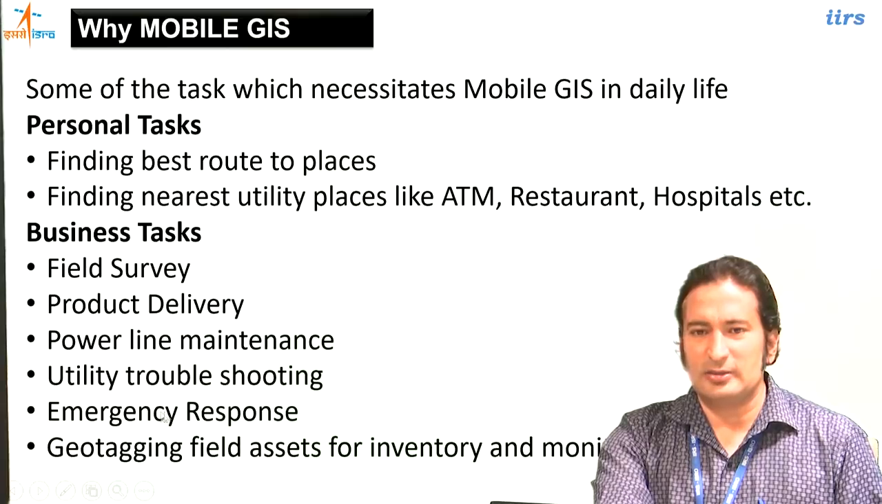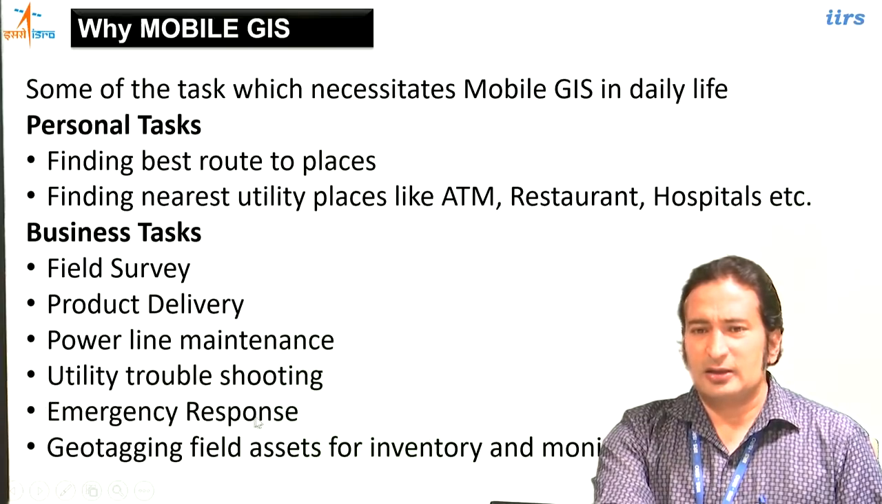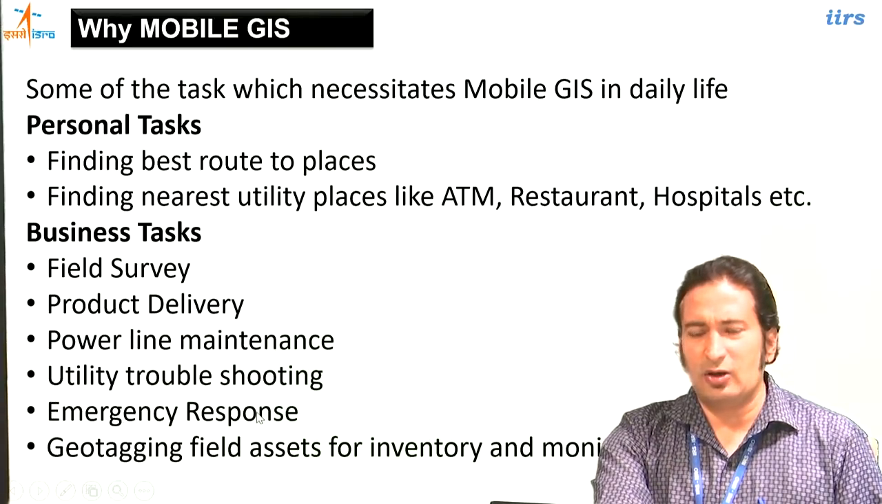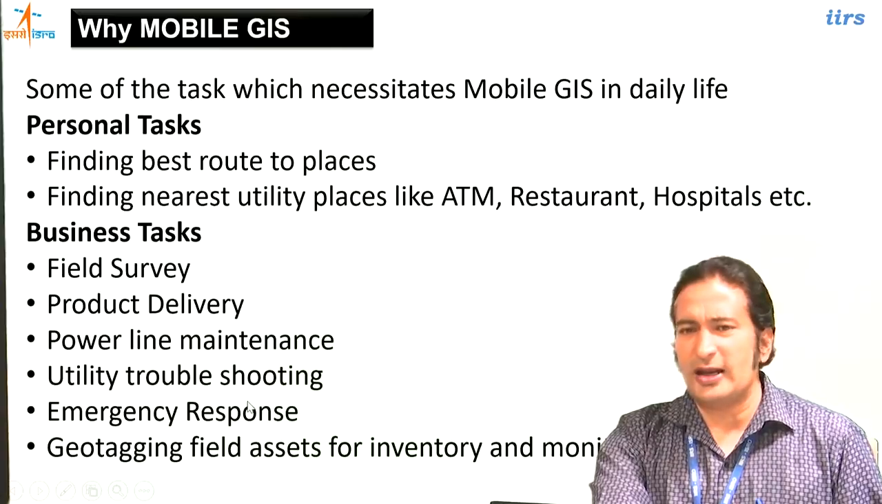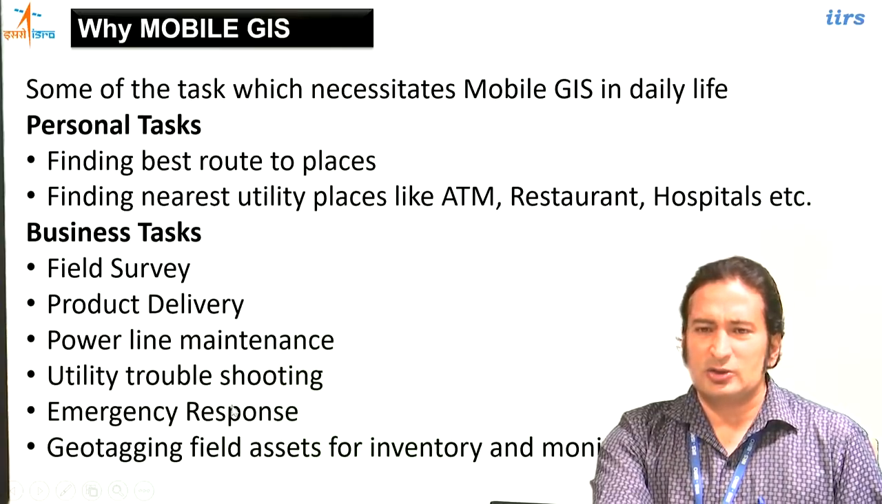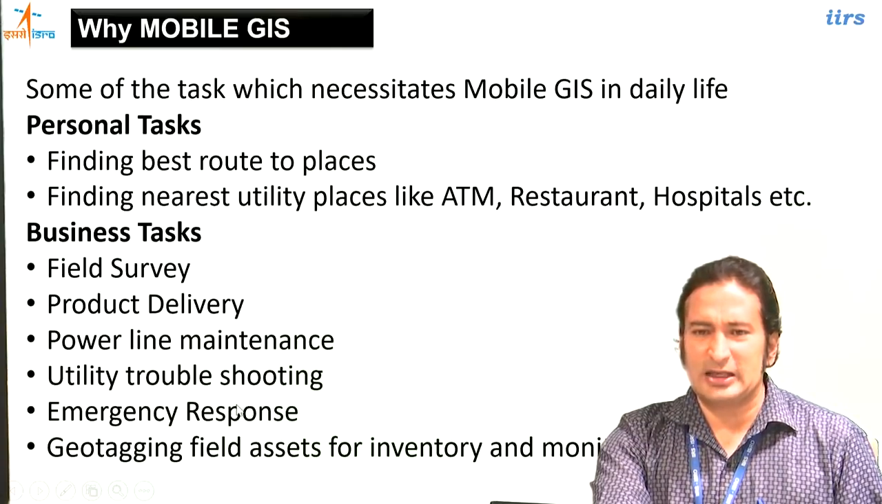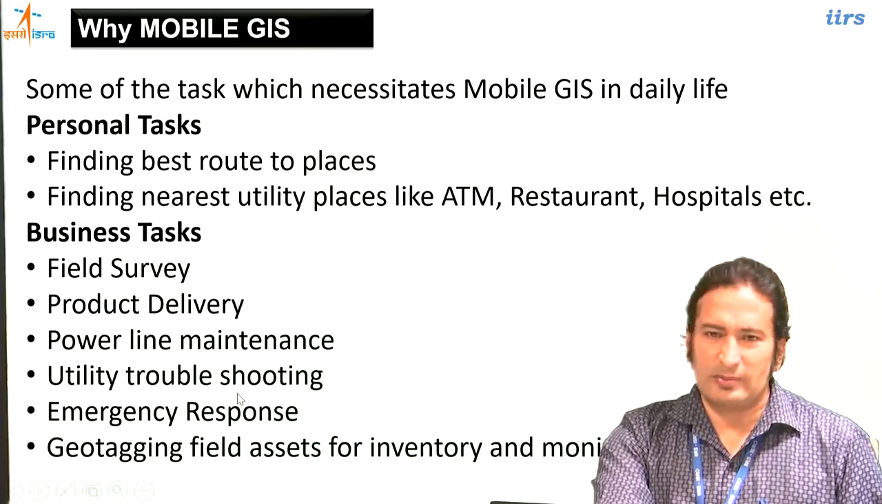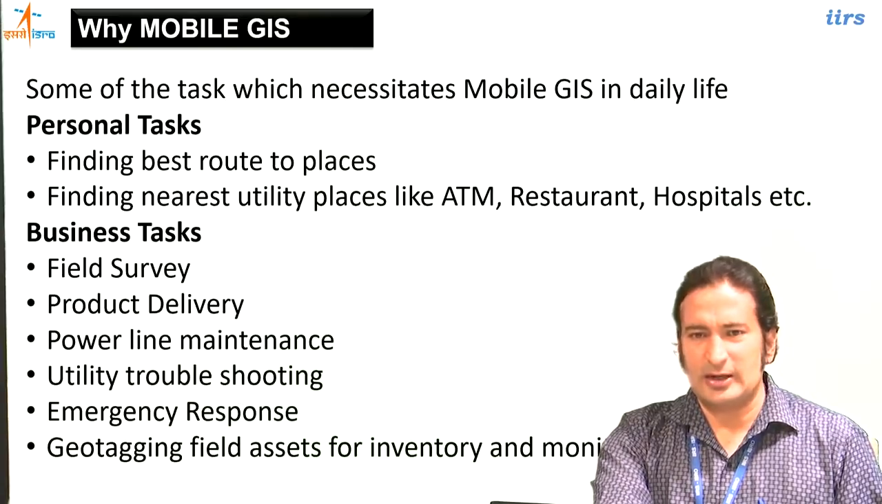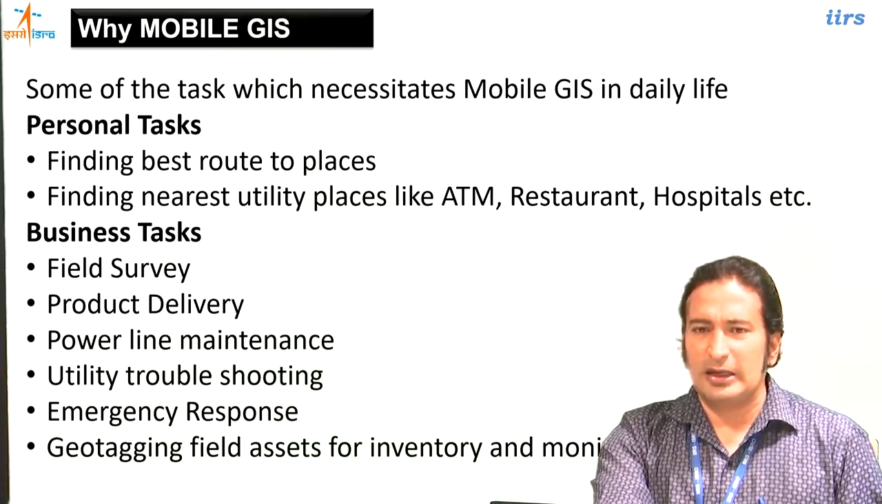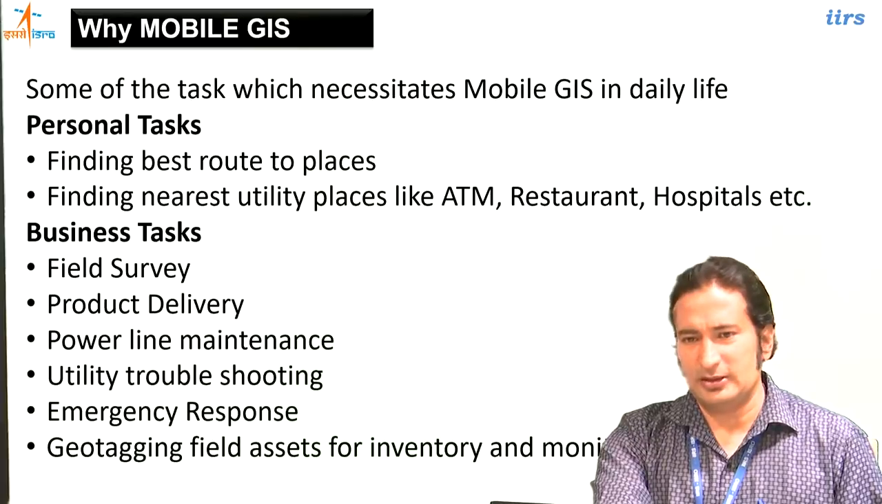Similarly for emergency response. Suppose we want to find the nearest place where a person can be evacuated or relocated, or the path through which they can be evacuated. Or suppose someone wants to generate a fire alert. All these kinds of activities can also be performed using a mobile GIS. So these are some of the basic tasks, personal as well as business. They are both being done with the help of a mobile GIS application.